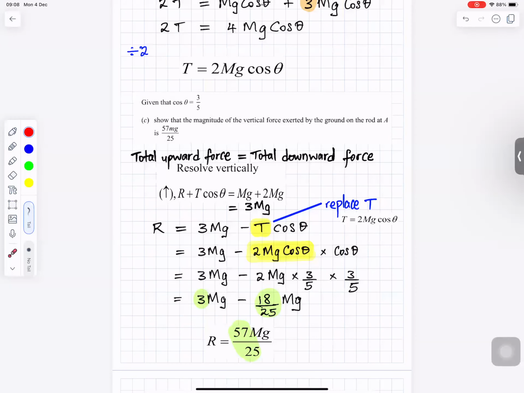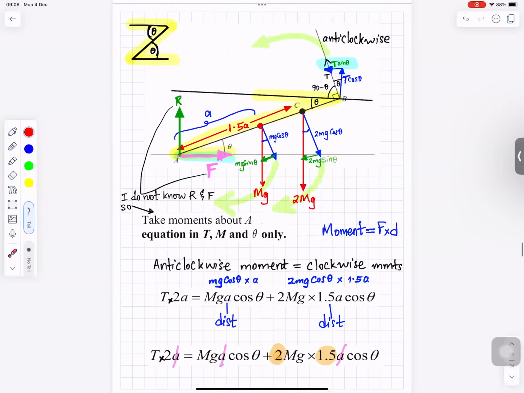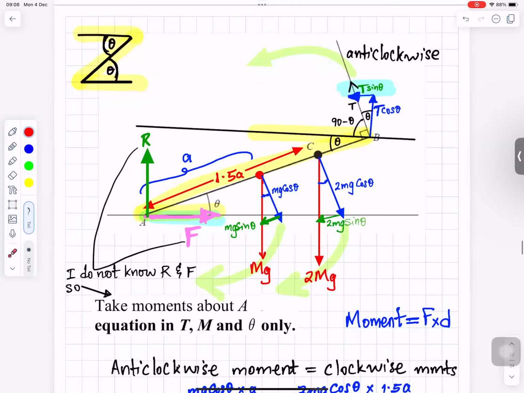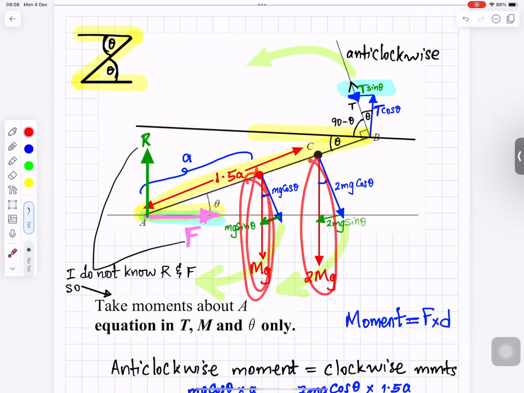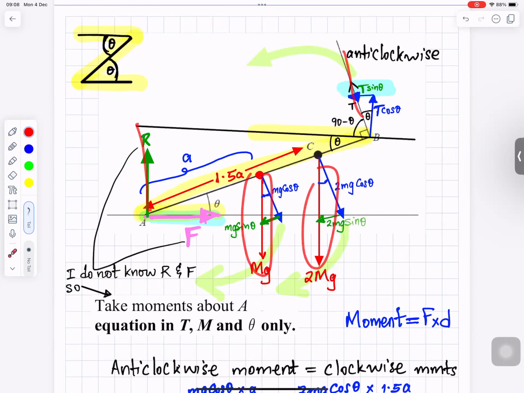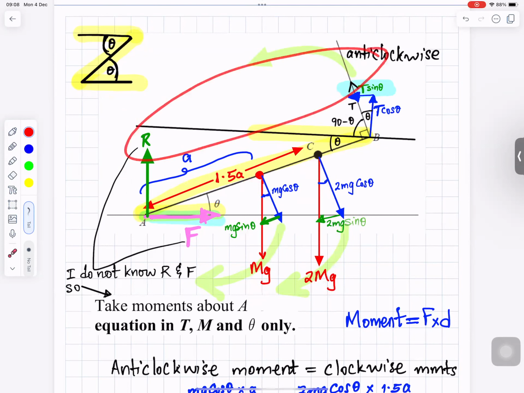So if you look on the diagram, all the forces going up is R plus T cos theta is equal to the two of them going down, mg plus 2mg. I'll show you the forces on the diagram. R is going up and T is going up. Going down, mg is going down, 2mg is going down. Two forces going up, two forces going down. So add the forces going up, add the forces going down, and make them equal to each other.